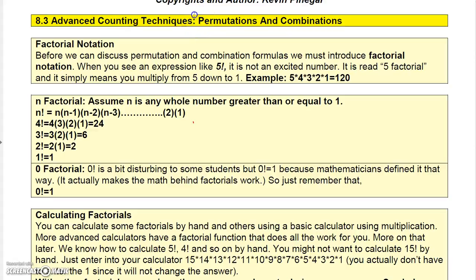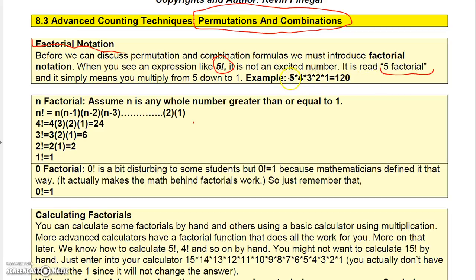Okay, in this section we're going to talk about permutations and combinations. But before we can get to those critters, we need to talk about something called factorials, or factorial notation. Basically, if you see something like this, it doesn't mean that the 5 got excited. You read that in mathematical terms as 5 factorial.